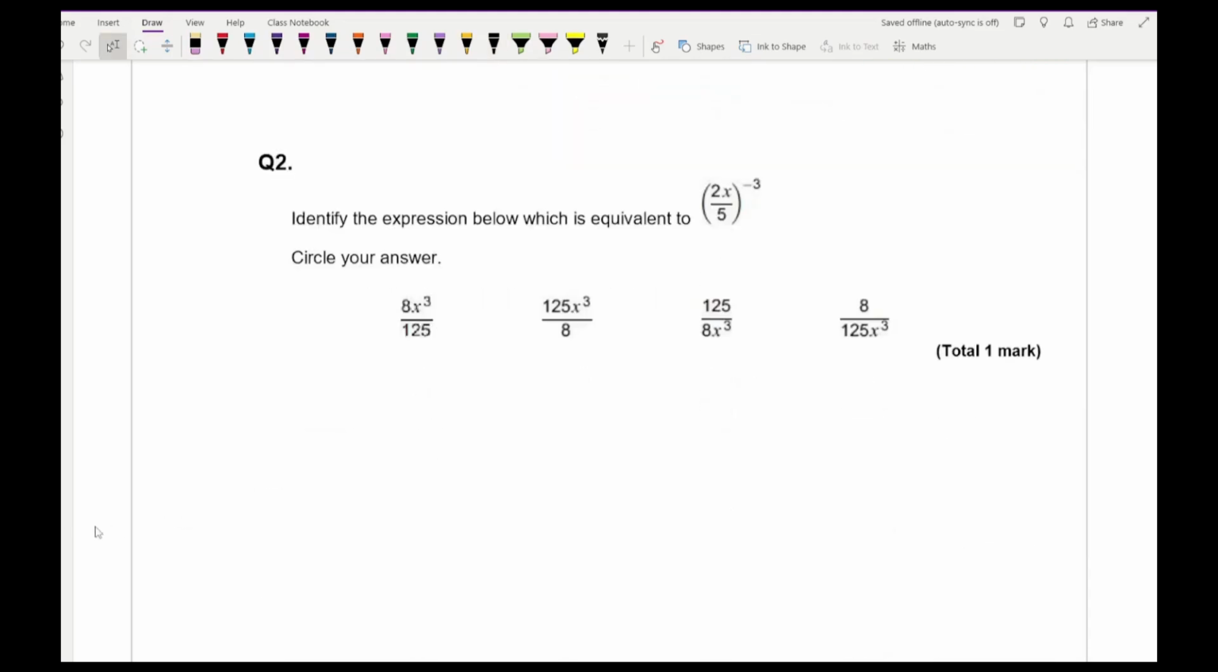Then for question 2, it says identify the expression below which is equivalent to 2x over 5 to the power of minus 3. Now it doesn't really matter what order you do this; either you can handle the negative or you can handle the power of 3. It's entirely up to you which one you prefer. I personally prefer dealing with the negative first because that's often where students tend to forget. So when we've got a negative power we flip the fraction, so that becomes 5 over 2x to the power of 3. And then all we need to do is cube everything. So we've got the cube of 5, which is 125, over the cube of 2, which is 8, over the cube of x, which is x cubed, and that is our third option.